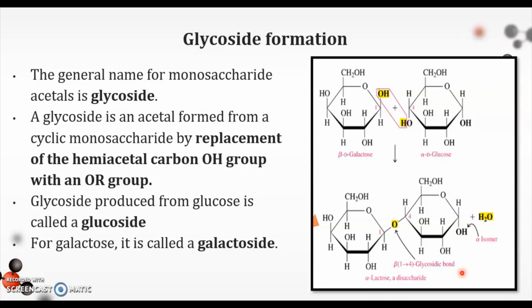Let us take a look at the picture. There are two monosaccharides that are being bonded together. We have the beta-D-galactose and the alpha-D-glucose. What happens is that the carbon 1 of the beta-D-galactose and the carbon 4 of the alpha-D-glucose will be linked to each other. So it will be the oxygen that will link our carbon 1 and carbon 4. They are now called a beta 1,4 glycosidic bond.